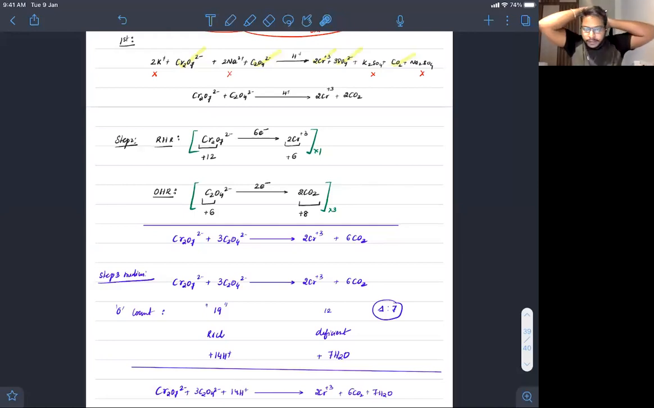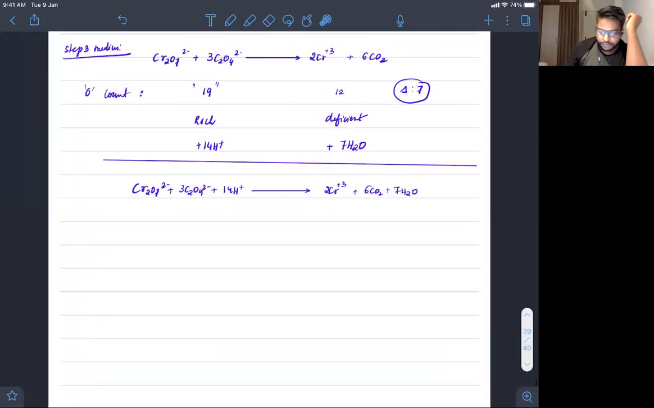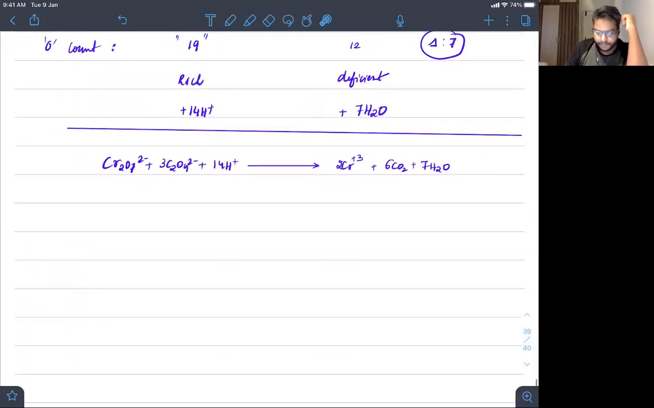Why don't we write the ignored ions in the final balanced reaction? Honestly, it is not required, because they are all in solution, beta. They are all in ionic form, so we don't have to write them. But even if you write them, I'll show you, it does not make any problem.